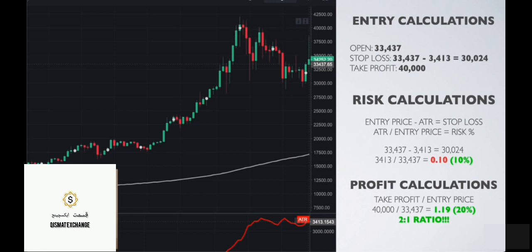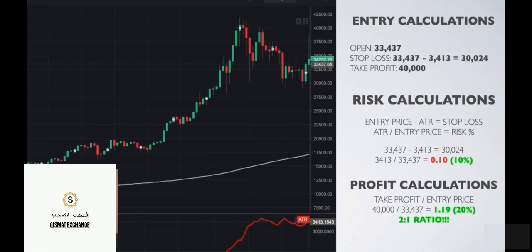So the risk calculation is entry price minus ATR equals stop loss, like I said. What's your entry price? 33,437. What is the ATR? 3,413. That is our stop loss. Our stop loss is 30,024. Remember, you put that stop market order in there for your stop loss. Don't worry, I'm going to do this on Binance.